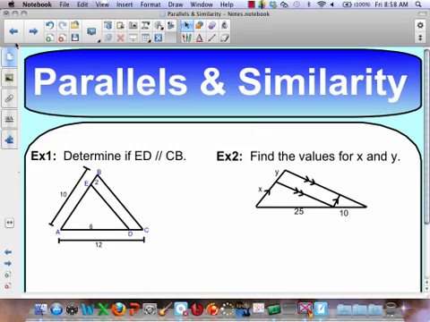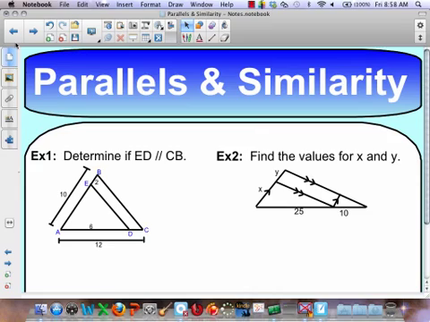Yes, Sam. Well, DC, since you know AD, couldn't you solve for DC since AC is 12? Isn't that like the sum of the parts equals 4? And then, couldn't you set up a proportion out of this?